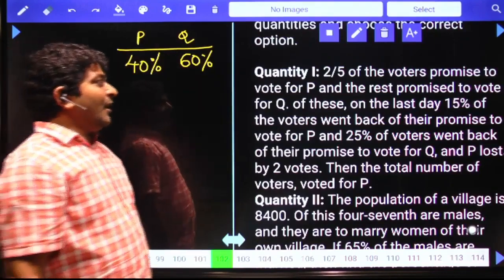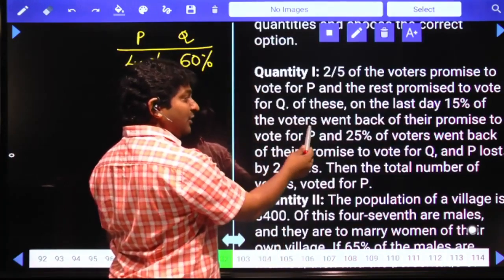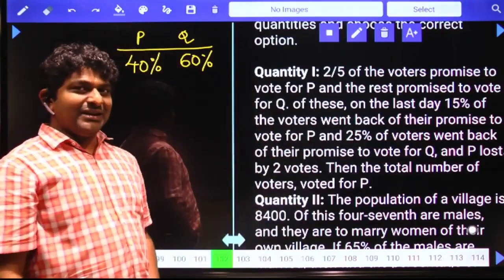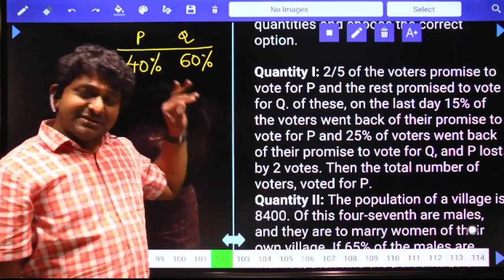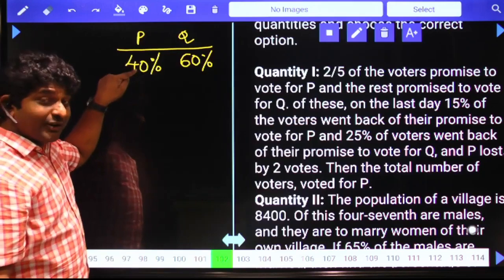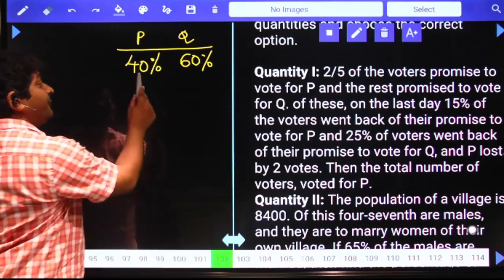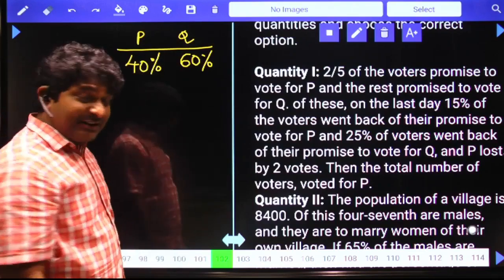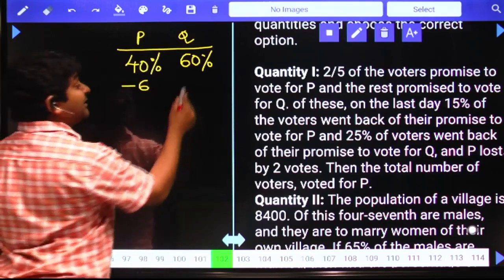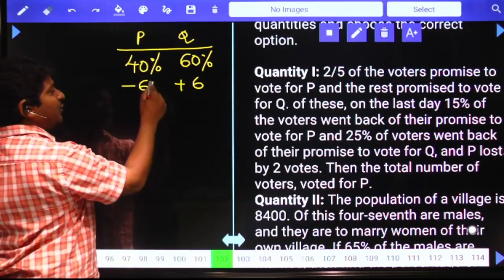Next, what happened? On the last day, 15 percentage of the voters went back on their promises to vote for P. What is the meaning of this? So initially 40 percentage and 60 percentage promises to vote them. But out of people who promised to vote for P, 15 percentage went back on their decision. Meaning 15 percentage of this number, which is 6 percentage, 6 percentage of the people are not going to vote for P, but they are going to vote for Q. So 6 percentage subtracted here and they are going to vote for Q now.